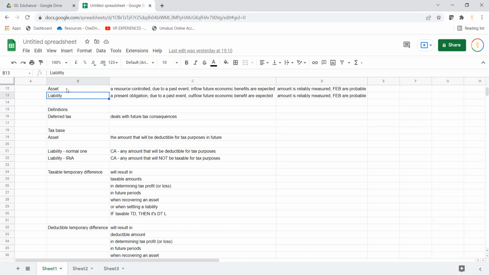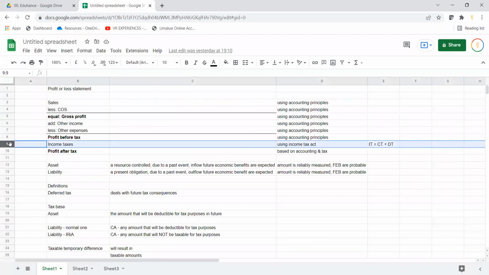on the balance sheet. Then we went through and we said on a high level, or on a very, very simplistic definition, deferred tax has got to do with future tax consequences. Remember, income taxes are made up of two things, current tax and deferred tax. So current tax deals with current tax. Deferred tax deals with future tax.